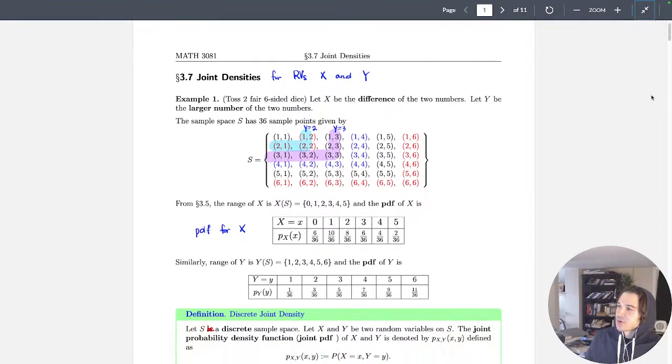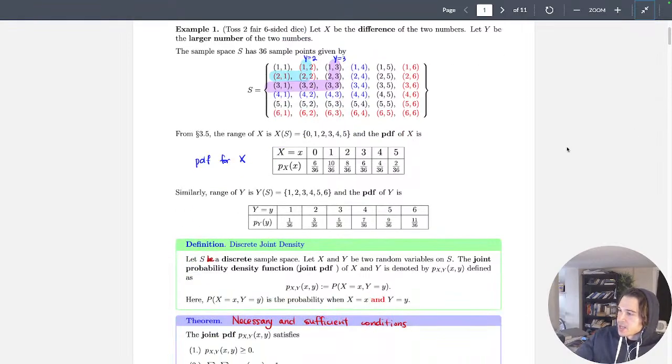Joint densities for RVs x and y. Example 1. Toss 2 fair 6-sided dice. Let x be the difference of the two numbers. Let y be the larger number of the two numbers. The sample space S has 36 sample points given by all of that. From section 3.5, the range of x is X(S) equals the set 0, 1, 2, 3, 4, 5, and the PDF of x is that right there. Similarly, the range of y is Y(S) equals 1, 2, 3, 4, 5, 6, and the PDF of y is that right there.